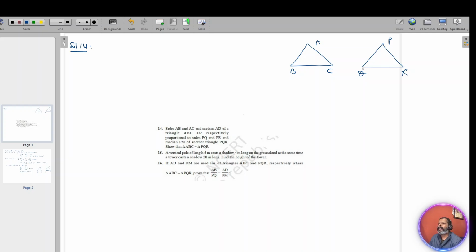Okay, AB, what is the median? AD is the median. What do you mean by median? Median is nothing but a line from the vertex of the triangle to the base, which divides the base into two equal halves. Basically, when you draw a median, it will divide the base into two equal halves. Here I have drawn PM as a median. Median need not be 90° to the base.